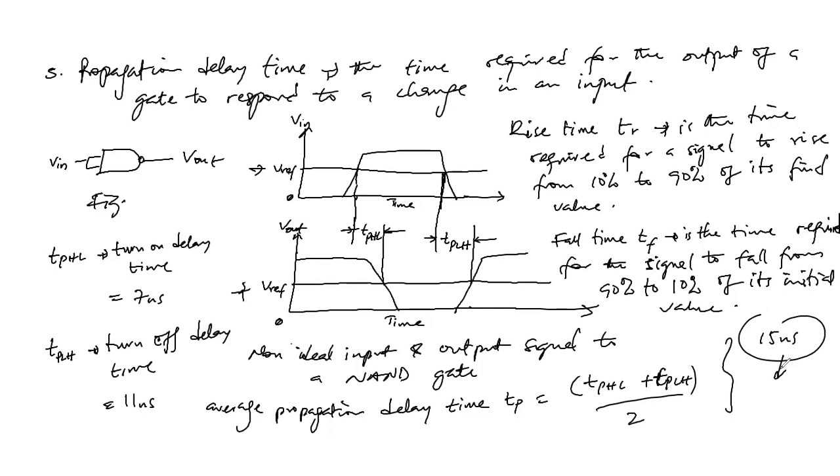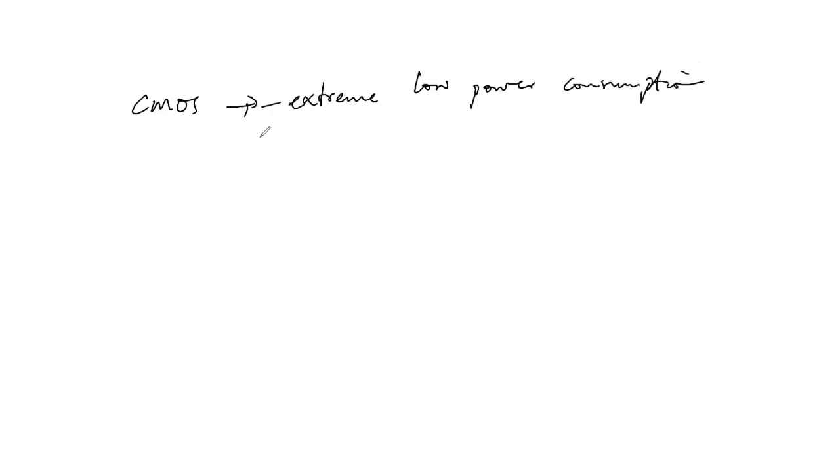Now, in the case of CMOS logic family, they are characterized by extreme low power consumption and high noise immunity. That is why they are preferred. Okay? So, having done this, but for the CMOS, they are characterized by not just low, extreme low power consumption and high noise immunity.